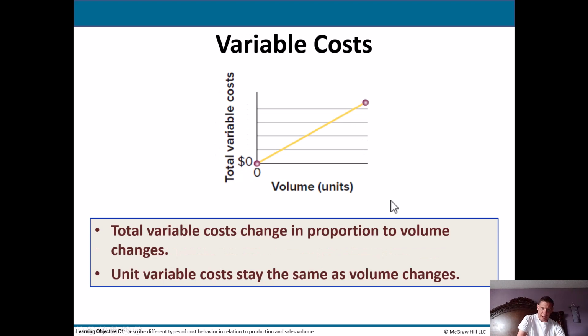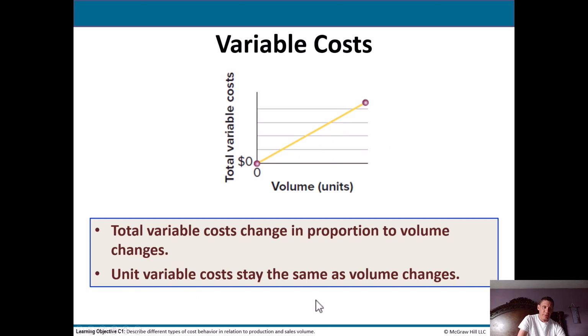Now, variable costs, on the other hand, are exactly what they sound like. They vary. Now, what do they vary by? They change in proportion to production. As you produce more, it makes sense, right? If you produce more, you need more materials, you need more labor, and so on and so forth. Now, this graph does start at zero because if you produce nothing, then you have no variable costs. You would not need any materials, and you wouldn't need any people on the assembly line, those direct labor folks.